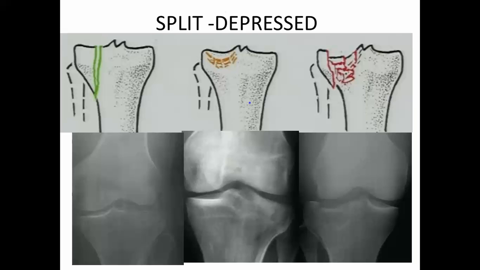Fractures at the tibial plateau may be a split fracture like this, or a depression fracture like this, or comminuted like that one. Here it is hardly seen, but if you look at this area, there is something wrong in the outline, and here there is some depression with sclerosis, and here there is a definite split like that one.